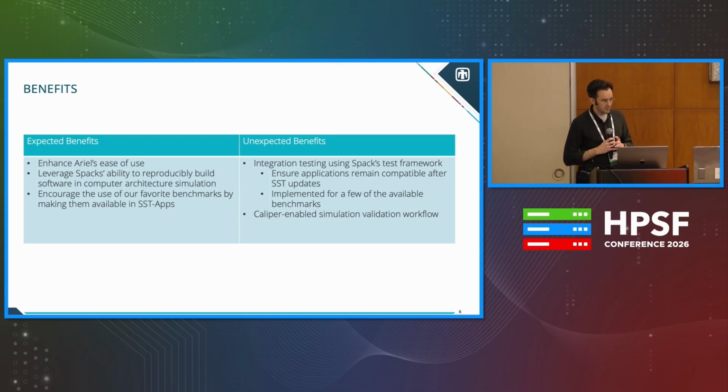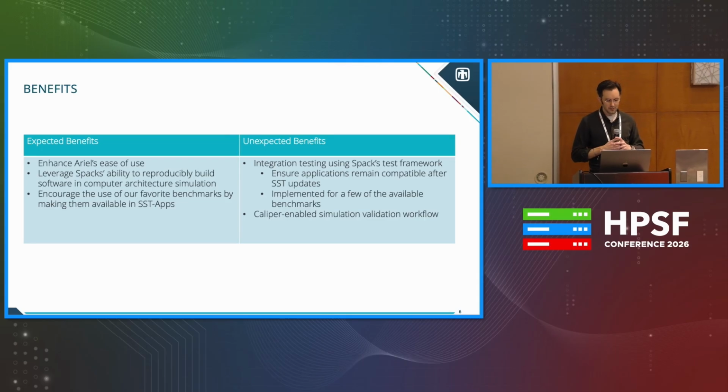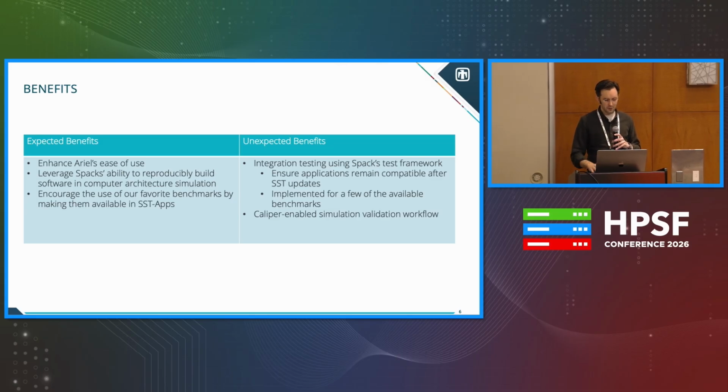The unexpected benefits: one thing I didn't anticipate when doing this is that because SST is available in Spack, the simulator itself has been available for years in Spack. Now that we have inputs that are there too, Spack's testing becomes a natural place to do integration testing to ensure that these programs continue to run in our simulators. And I have a few of these implemented. The full list doesn't have integration testing, but it's something I'm working on. The second unexpected benefit is that we can use all the apps that already have Caliper integration, and we end up with a really cool simulator validation workflow that I'll show off as well.